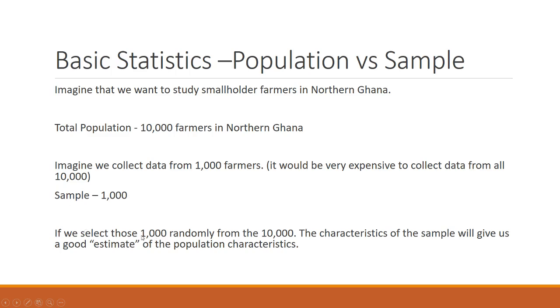If we selected those 1,000 randomly from the 10,000, the characteristics of the sample would give us a good estimate of the population characteristics. It wouldn't be perfect. There'd be some chance that our data is really different, that this particular 1,000 farmers is very different from the population at large. But it would be a good estimate of what's really true about the total population.